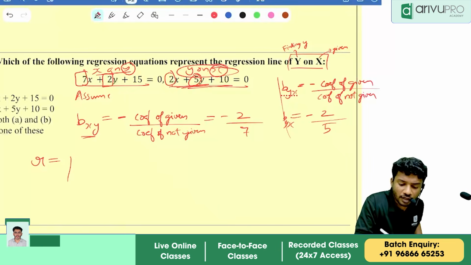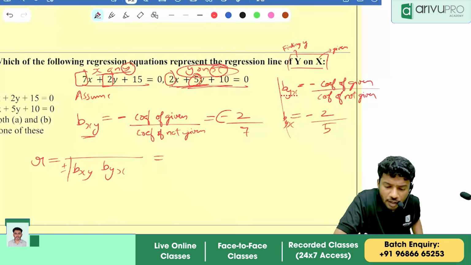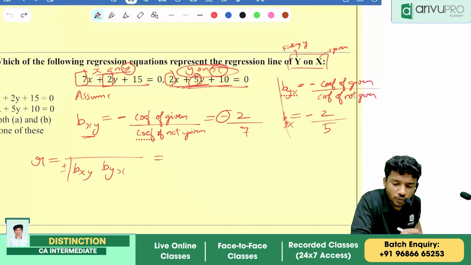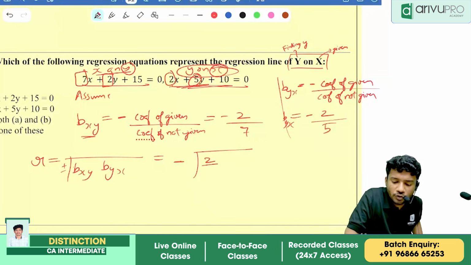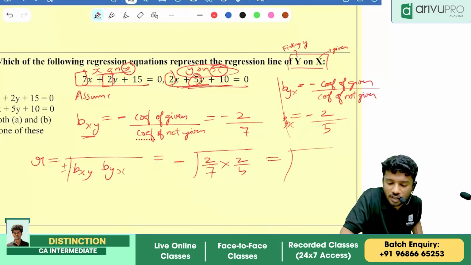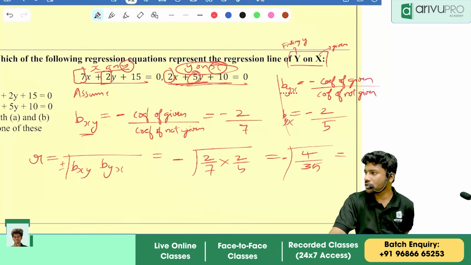Find the value of r. R is equal to what? Plus or minus root of bxy into byx. Since people, look here, both of them have a minus sign in front of them, what we will do is put a minus in front of this. So minus root of 2 by 7 into 2 by 5, which is equal to how much now? Minus root of 4 by 35. Take your calculator and get me the answer. How much is it?